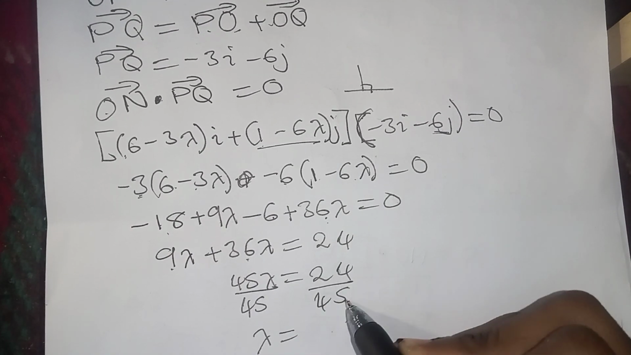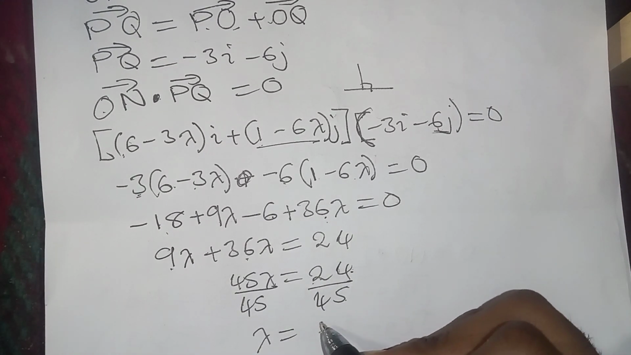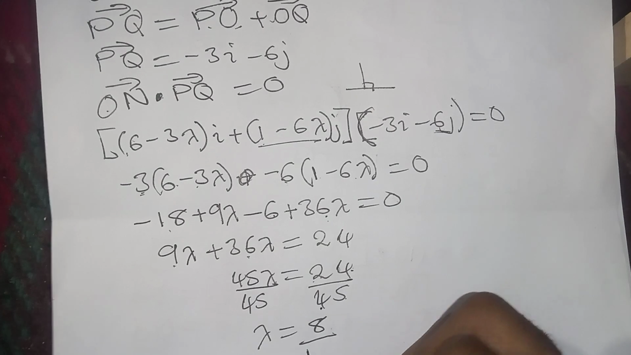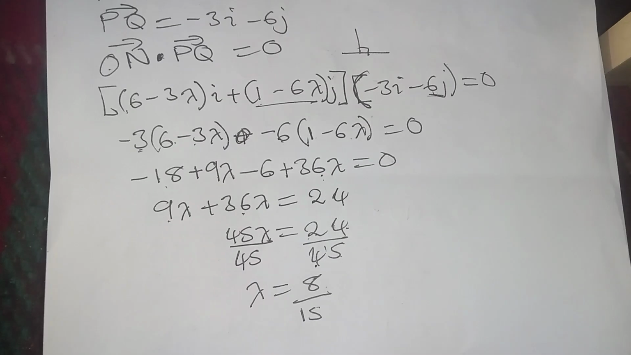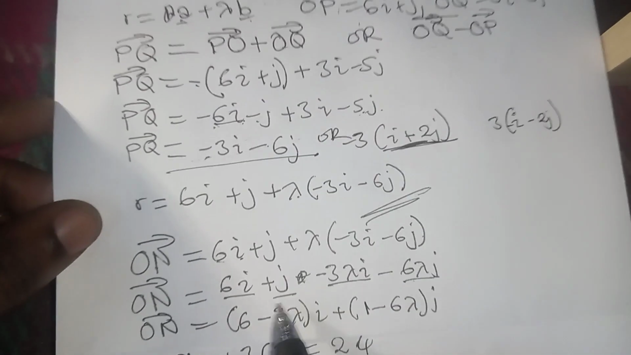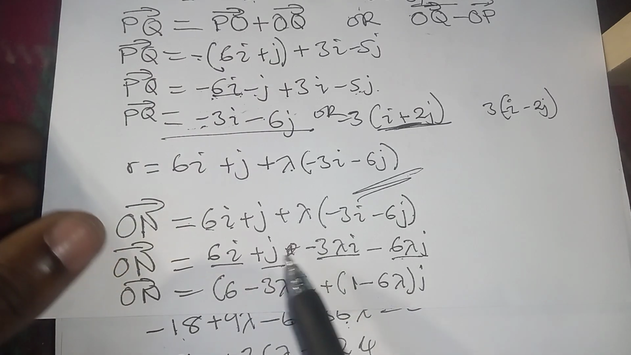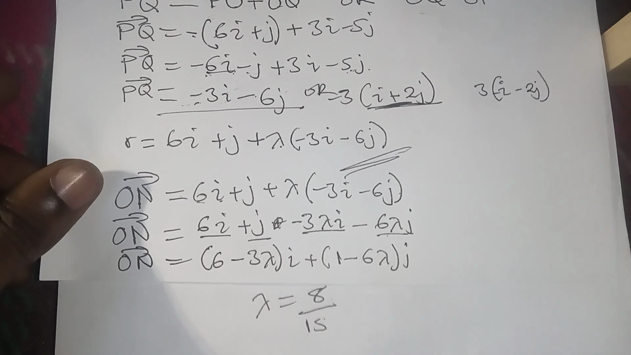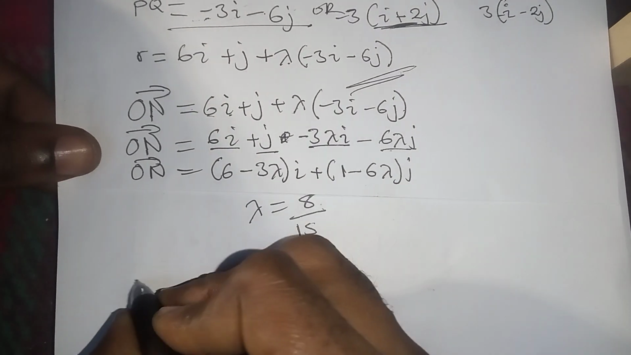You can reduce your numbers. Which number can go into this? A 3 can go into 24 8 times. Then a 3 can go into 45 15 times. So this is your lambda, 8 over 15. To find your ON, you can use this equation or this, whichever you want to use, with the value of lambda. I'll use the third one, because it's much easier.